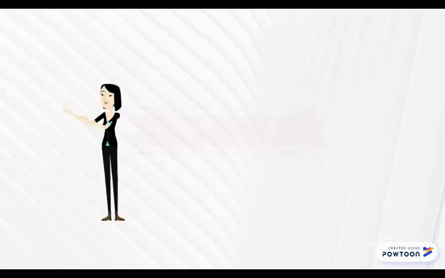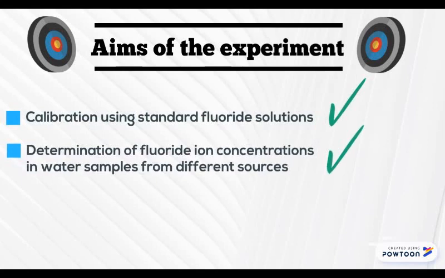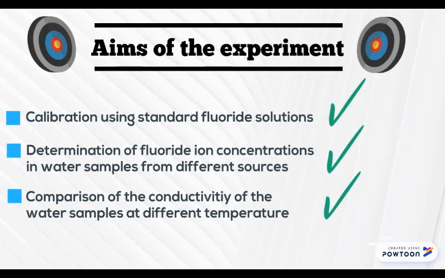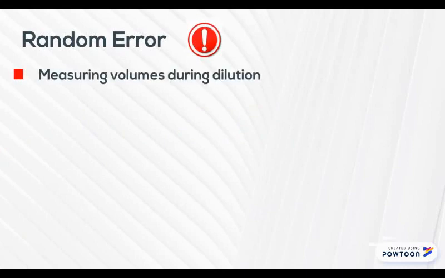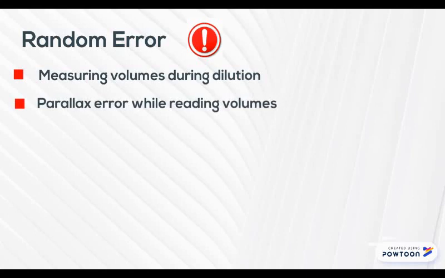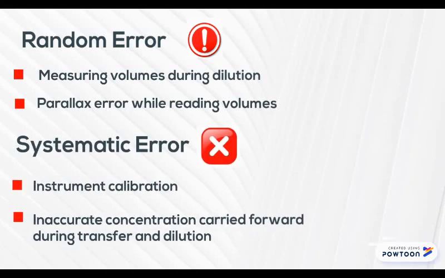In conclusion, the following aims of the experiment were met: calibration, determining the fluoride ion concentrations, and comparing the conductivity of water samples. There were many discrepancies and errors involved during the experiment. Random errors could have been introduced during the measuring process for the volumes in pipettes during dilution, or parallax errors while reading the volumes in the tubes themselves. Systematic errors could have happened during the instrument calibration process, or even in inaccurate concentrations being carried forward from the first process of dilution to the subsequent processes and transfer of liquids.